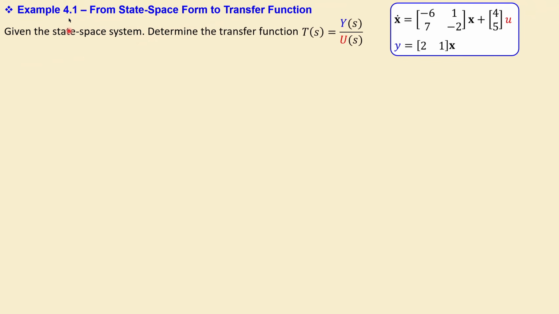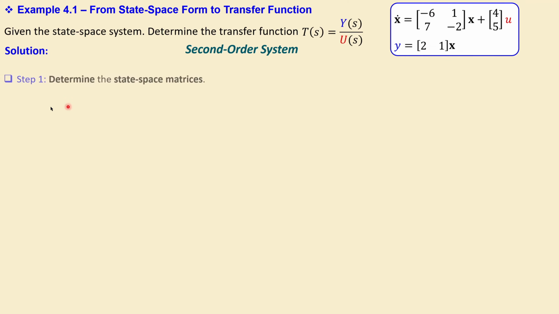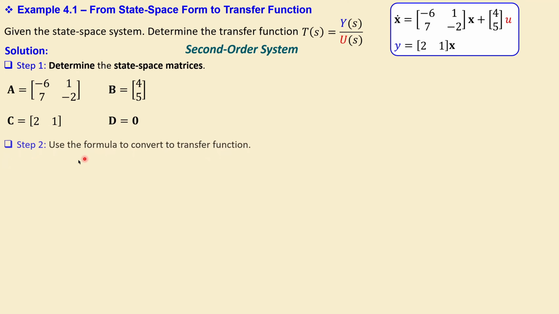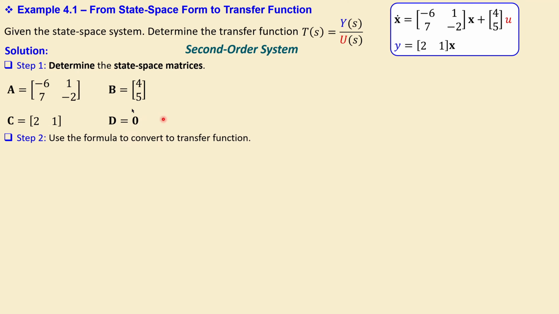Now let's do that in an example. Example 4.1, from state space to transfer function. This is the state space. It's a second order system, so let's start with the easy one. We have the matrix A, a B, and the C here. There's no D here, so let's determine the state space matrices. A is just this one. There is B here, and there's also C. D is 0, so it's actually a scalar value.